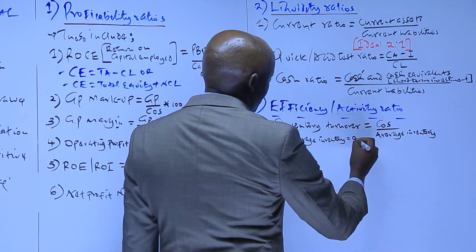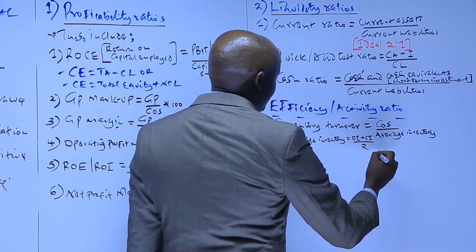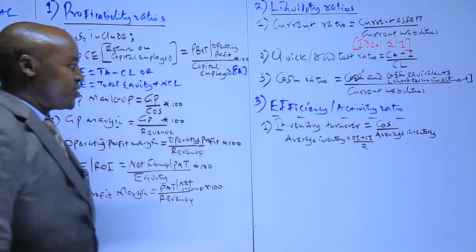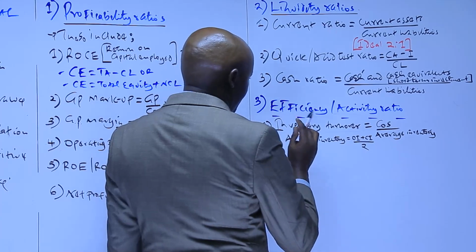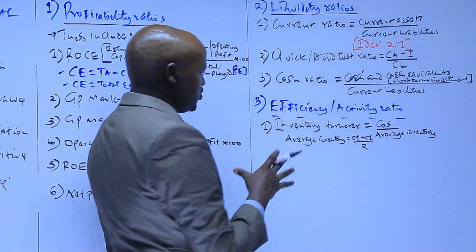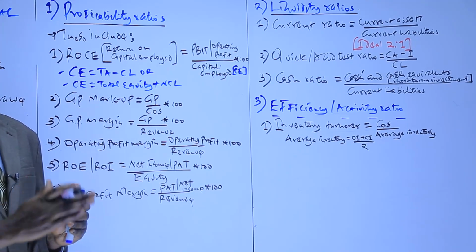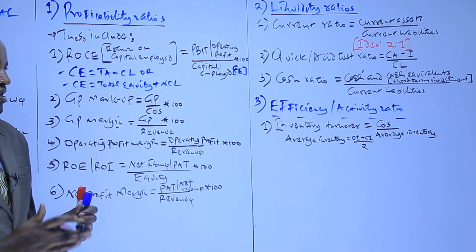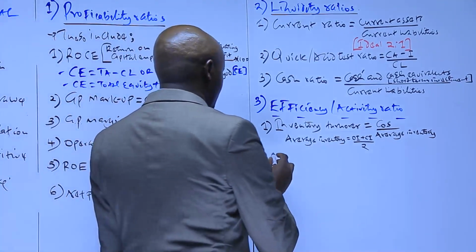This one is equal to opening inventory plus closing inventory divided by 2. Basically this ratio is computed to measure the frequency of making sales, that is, the number of times on average the company converted inventory into sales.